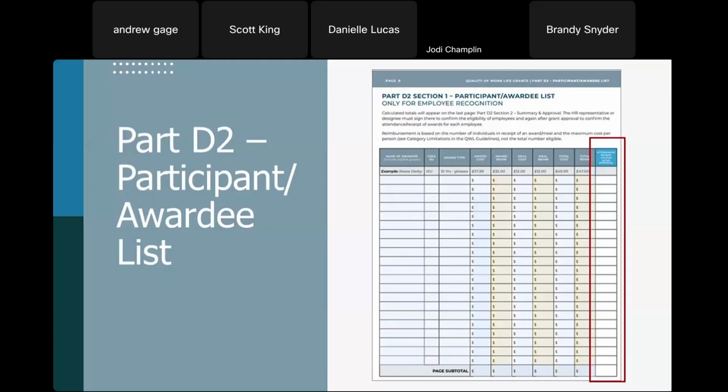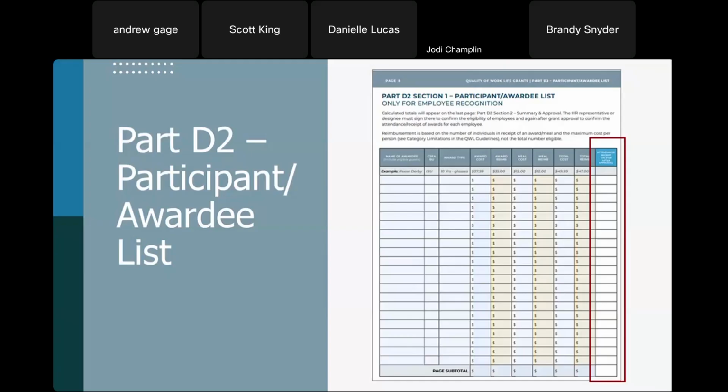Marked with a red box here on the slide is where you must note whether the employee attended after the grant was approved. If you're using QWL funds for an employee recognition event, you'll need to resubmit this participant or awardee list at the end for reimbursement as well, so be sure to keep a copy. Calculated totals will appear on the last page, Part D2, Section 2, Summary and Approval. The HR representative or designee must sign there to confirm the eligibility of employees.